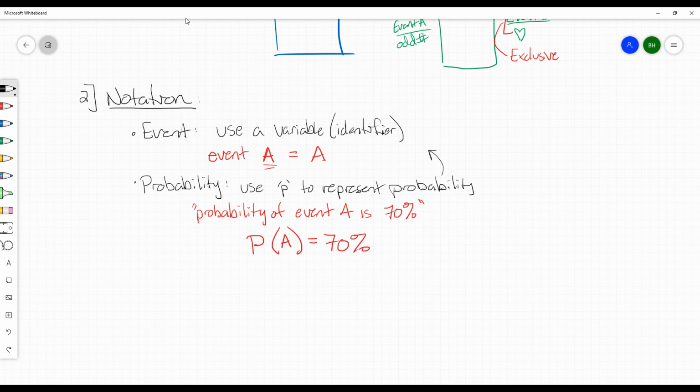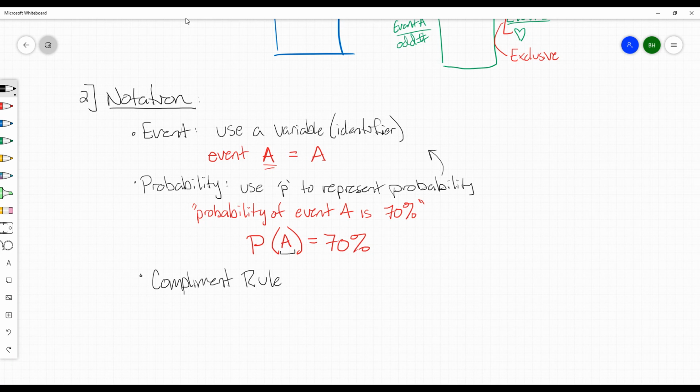Now, whatever's inside of this set of parentheses can change, right? If I wanted to look at the probability of something else, for example, A and B, or A and C, or A or B, or A or C, then you can change it up. Okay, so we'll talk about that when we get to the rules. And the first one we're going to be talking about is the complement rule.